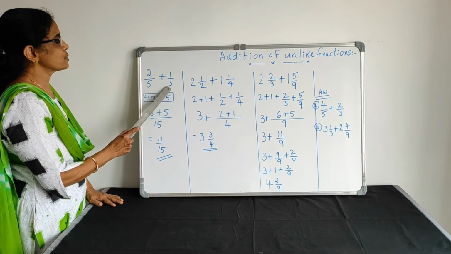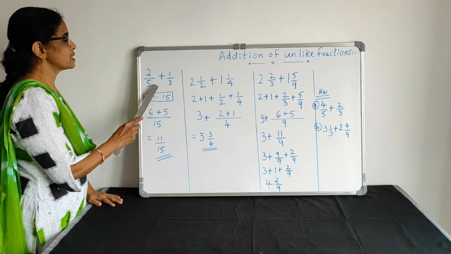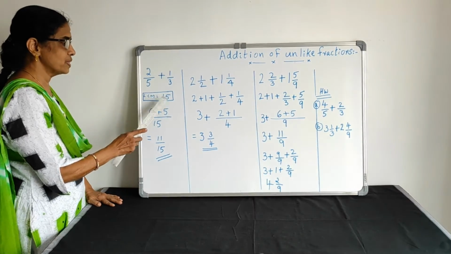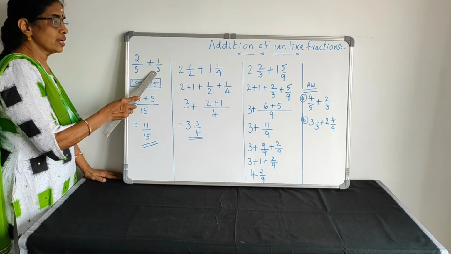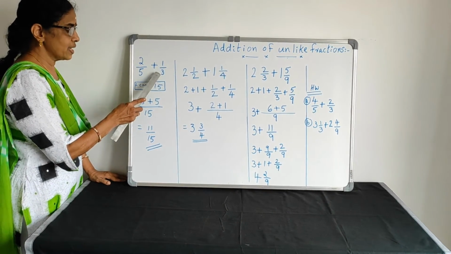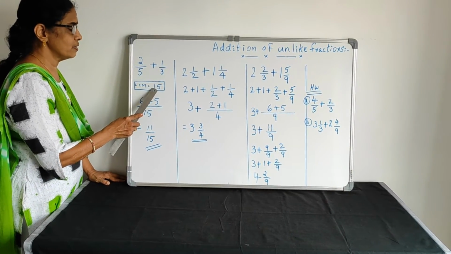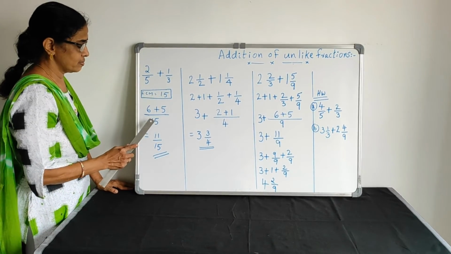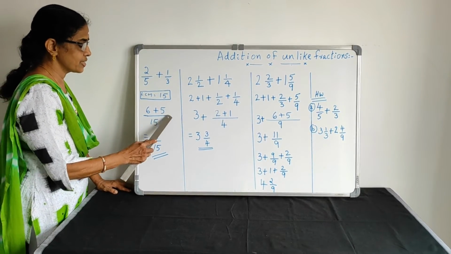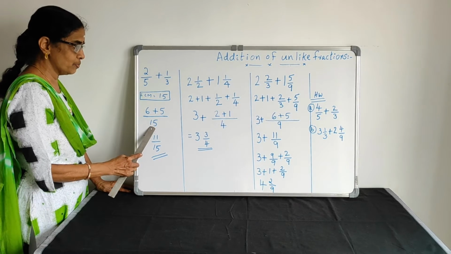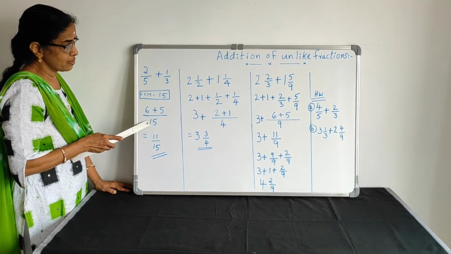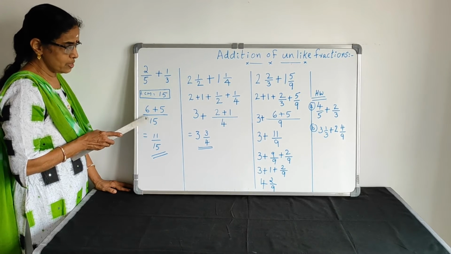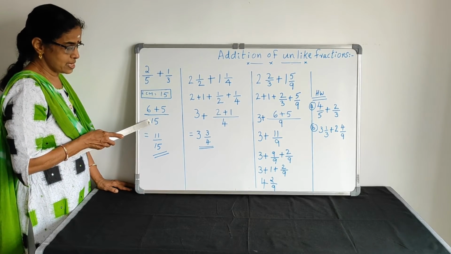2 by 5 plus 1 by 3. Find out the LCM of 5 and 3. LCM is 15. So, these two unlike fractions we are going to make like with the common number 15. Denominator 15. So, you can write straight away like this. Common denominator 15. So, 5 times which number you are getting 15? That is the clue number. So, 5 into 3 you are getting 15.